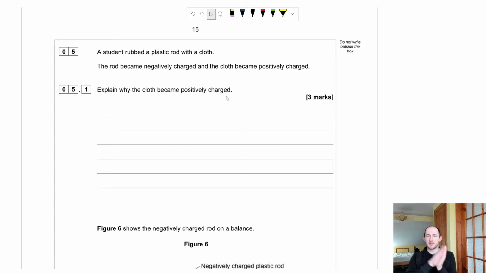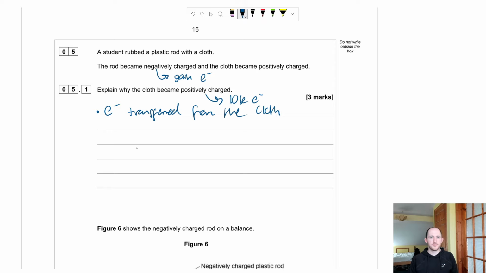Now, when something becomes positively or negatively charged, it is only due to one thing. For something to become positively charged, and this is true always, it has to lose electrons. And for it to become negatively charged, it has to gain electrons. That is true always. So, when it says explain why the cloth became positively charged, you can write, if you'd like, that the cloth lost electrons, or electrons were transferred from the cloth. 1 mark. Because that is the only way for something to become positively charged.